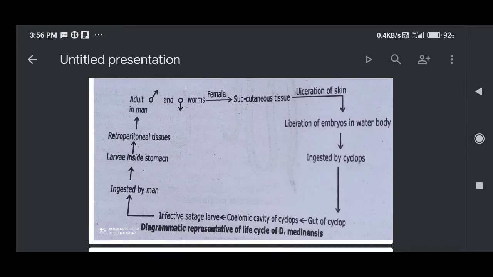So now, the liberation of the embryo into water. So what is ulceration? Formation of a blister. From the blister the female emerges out and releases the larvae.